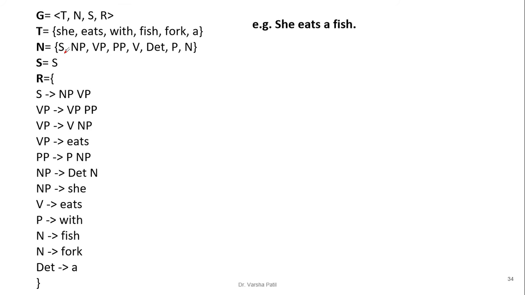Now this is an exercise for you. A grammar is given. It is strictly in CNF form. Take the statement "she eats a fish" and you can parse the statement, or you can take the statement "she eats a fish with a fork". You can try that for that statement also.